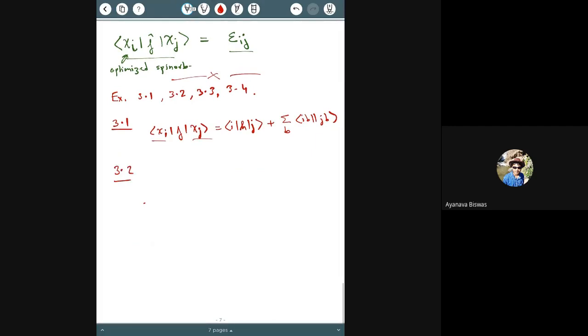So 3.2 was: prove that epsilon BA is equal to epsilon AB star. If I remember, I had asked you to try it. So can someone who has tried it tell me what to do or how to start? So these are the Lagrange multipliers. And when I did the derivation before, I had kind of glossed over it in a way. I did not prove it. I just gave an intuitive argument.